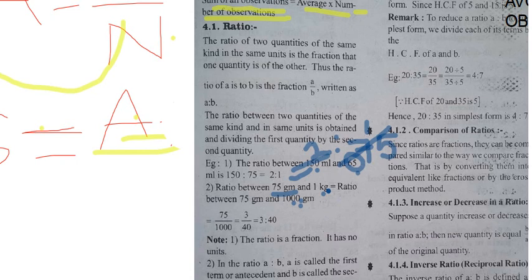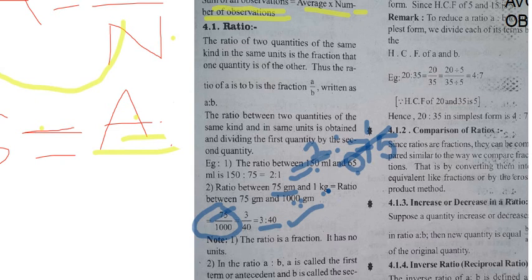After that, is there any cancellation? No, there is no cancellation. So this is the value 3 is to 40. Either you can write 75 is to 1000, that is equal to 3 is to 40. This is called equivalent ratio or simplification ratio or the simplest form of the ratio. It will come in the next upcoming topic.